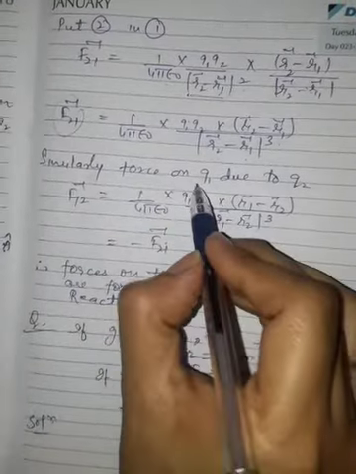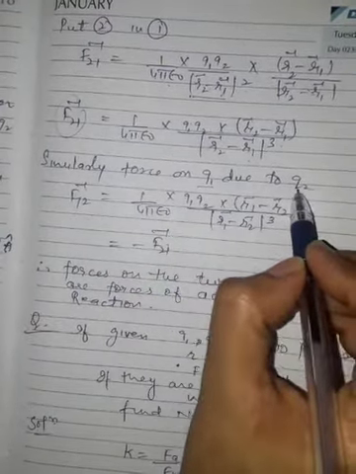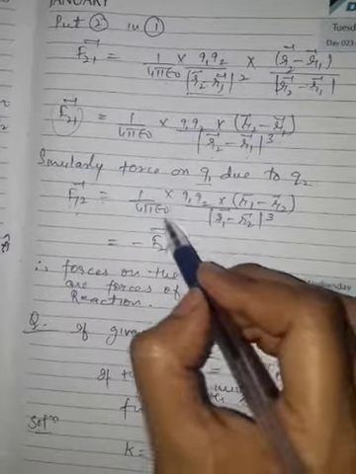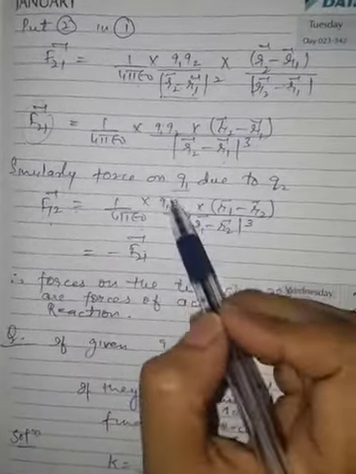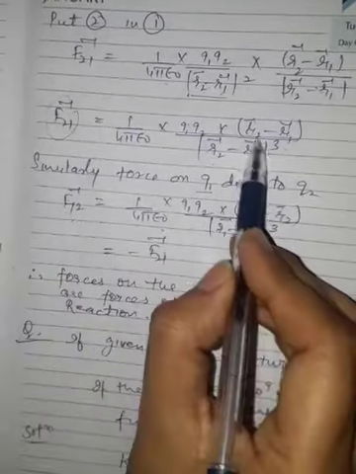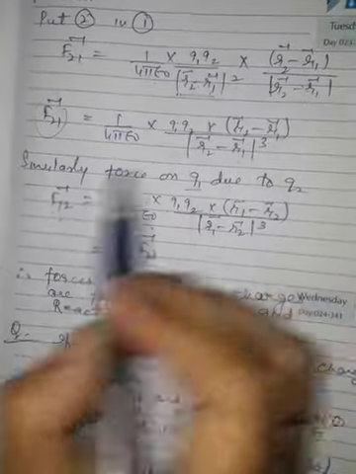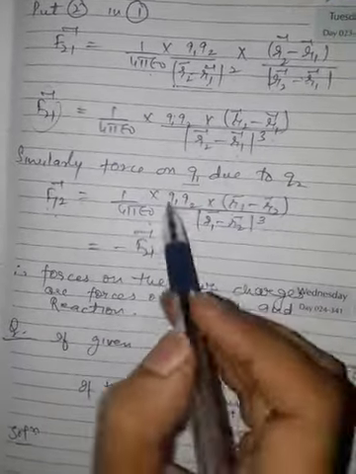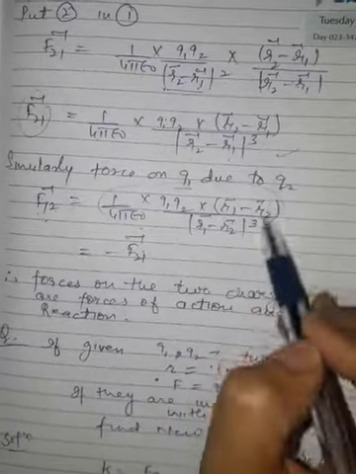Now you are going to find the force on q1 due to q2. What will come? F12 vector is equal to 1 by 4 pi epsilon naught, same, q1 q2. Now here it was r2 minus r1. Remember, this is 21. So it will be r21. If it is 12, it will be r12. Rest will remain same.